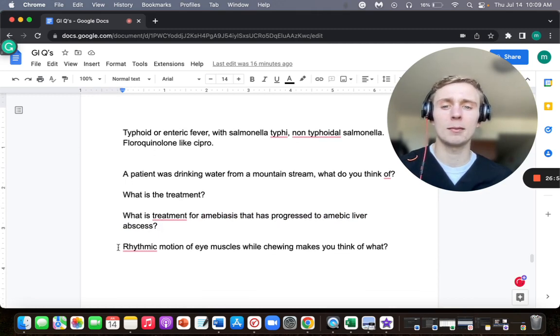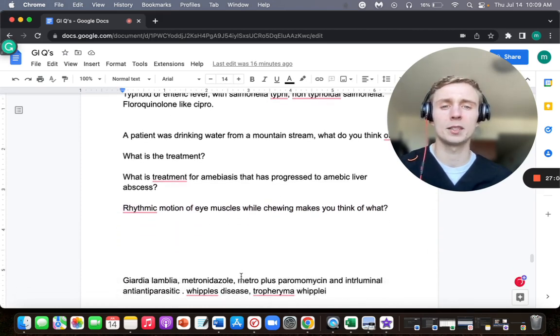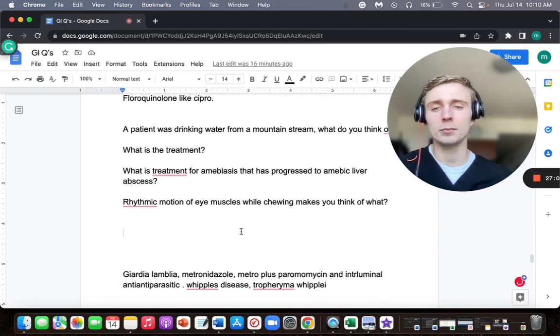And lastly, rhythmic motions of the eye muscles while chewing makes you think of what? So that's kind of a pretty rare one. Rhythmic motions of the eyes while chewing makes you think of what? That's just the classic description.